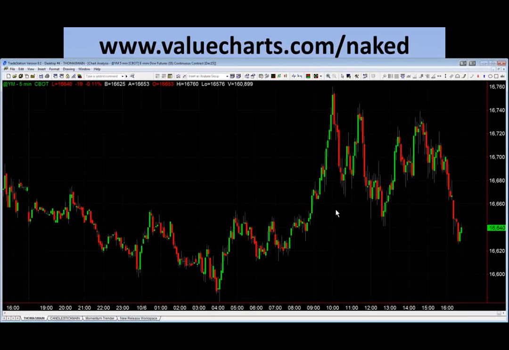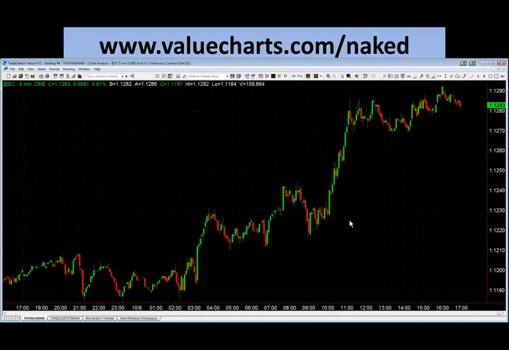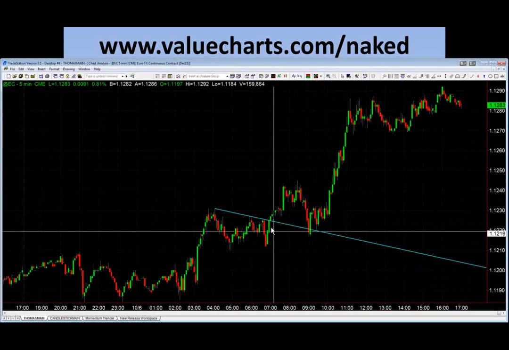Anything else? Any other markets y'all would like to look at? Euro. Here's the euro. Which way is the trend going? Trend is up. Where are your micro trends? You had one right over here. There's your first one. Broke high. That was about 7 a.m.